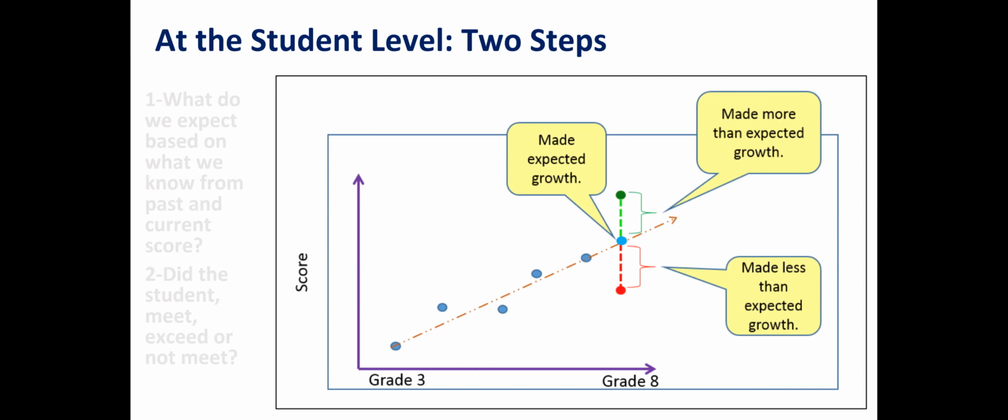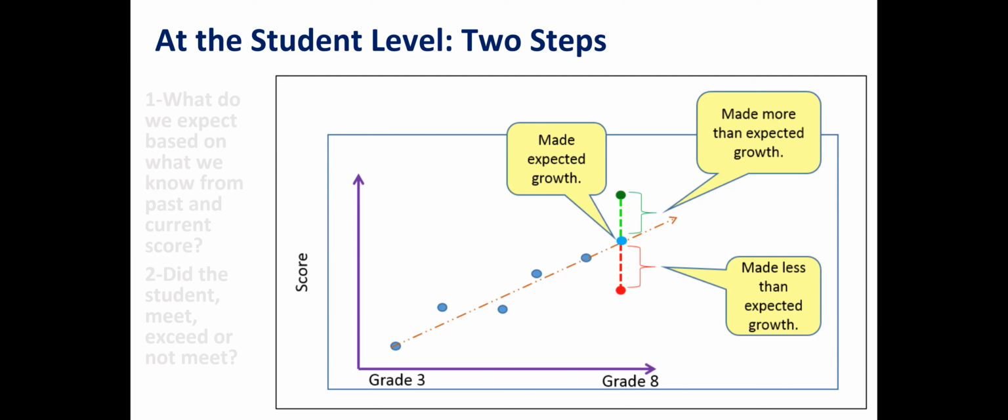So in the graphic in front of you, the score history is represented by these medium dark blue dots on the left. And then in grade 8, directly above grade 8, in this example, we have a light blue dot. If the student actually scored where they were expected along this line of best fit, then we would say they made expected growth. They would have a 0 score because there's no difference between what was expected and what occurred.